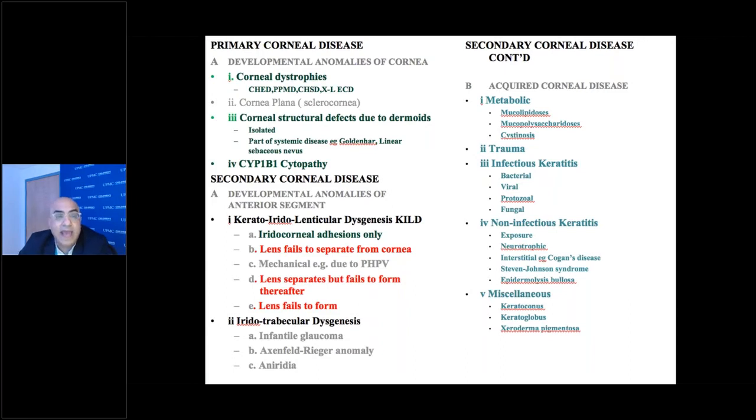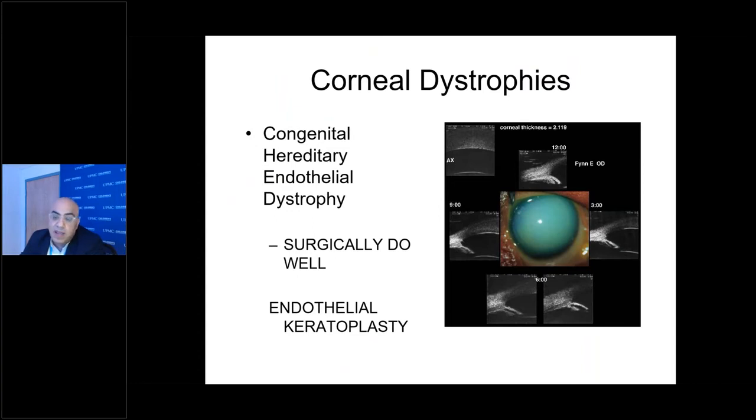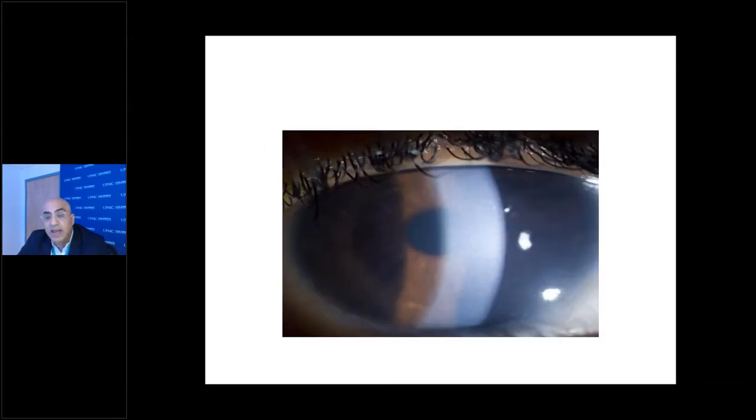Okay, back to the classification. Let's go through some pictures to show you what these different entities look like and how we deal with them. So one of the most common corneal dystrophies, and a corneal dystrophy is a genetic condition that predisposes the cornea, the window of the eye, to be cloudy. In this one, congenital hereditary endothelial dystrophy, we now, instead of having to do a full thickness corneal transplant, can just remove the inner layer that's diseased and replace it with an inner layer.